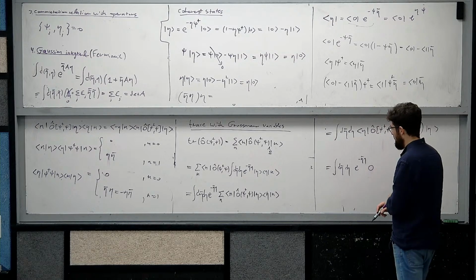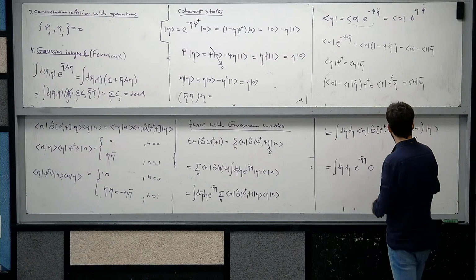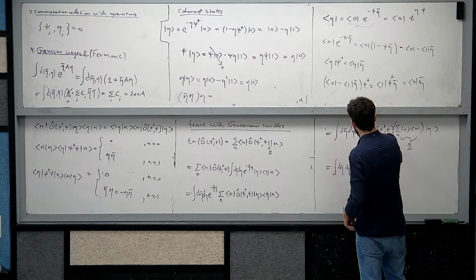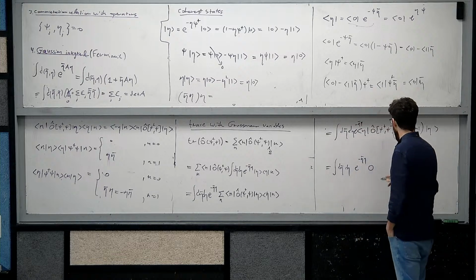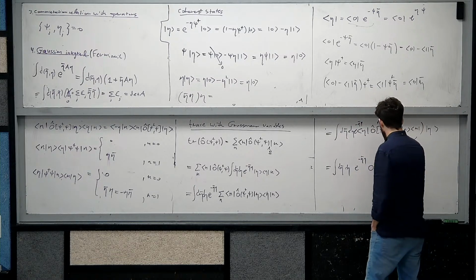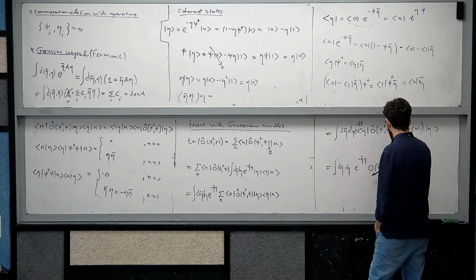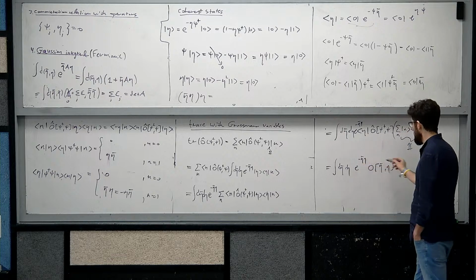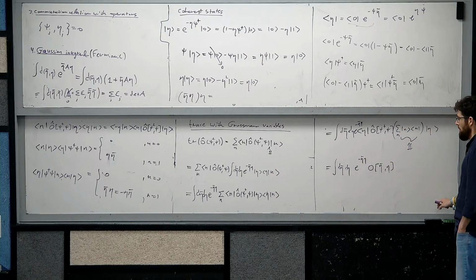What am I doing right now? Sorry, I forgot that there's a factor here of e to the eta bar eta. But the point is now I have eta bar. Okay, so that's how we write the trace for fermions.